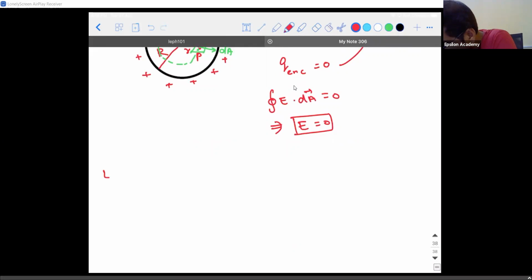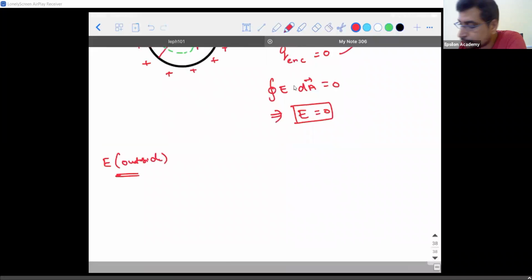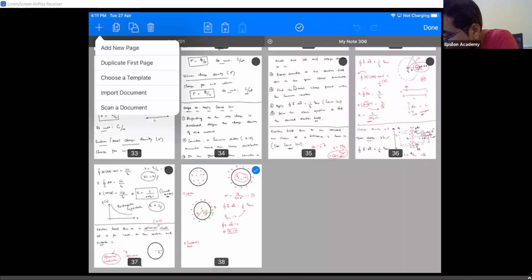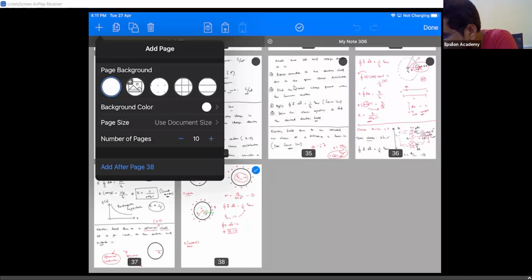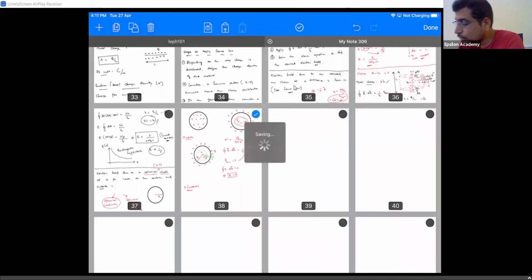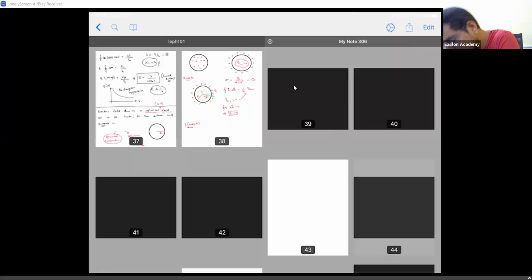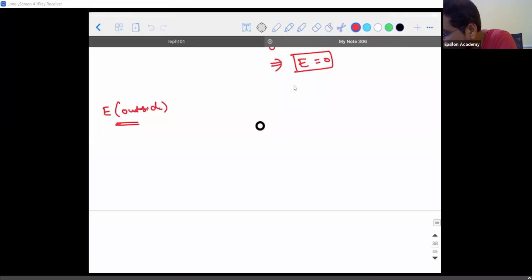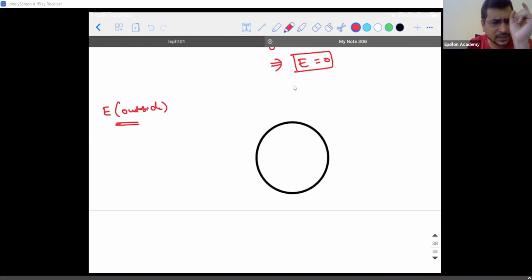So what about the electric field outside? What is the electric field outside, guys? Sir, we have to take a point P outside and then we'll proceed. Let's try out. Don't forget here there are two variables. There is one variable, small r. Capital R is a fixed constant because the radius of the sphere is fixed. I'm using the same spherical shell.